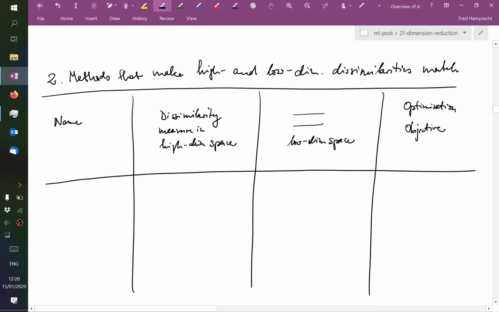All right, the first class of methods are called metric multidimensional scaling. And they proceed as follows. So in the high dimensional space, we can define a distance between points i and j, which I'm calling dij star. And that's simply the Euclidean distance.